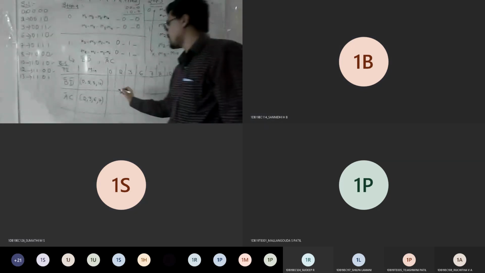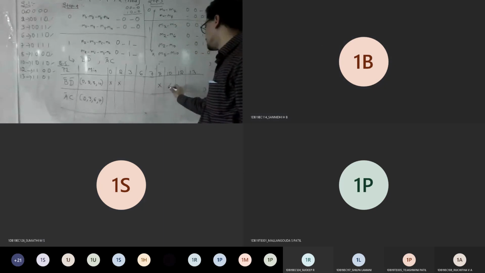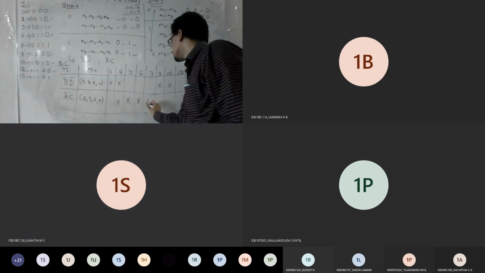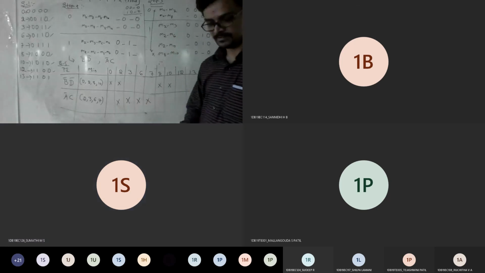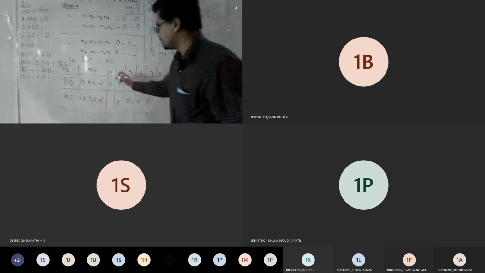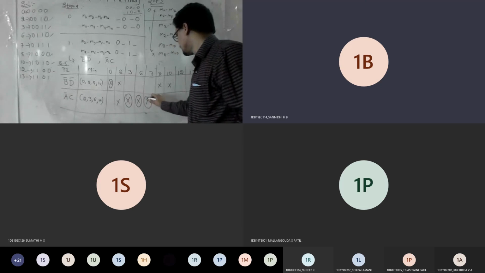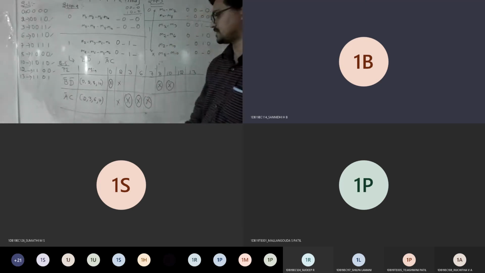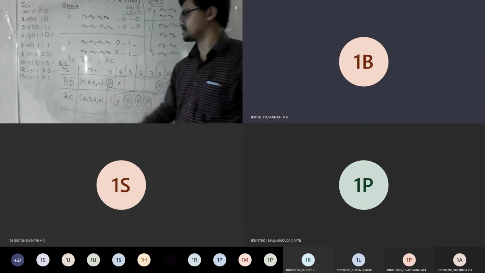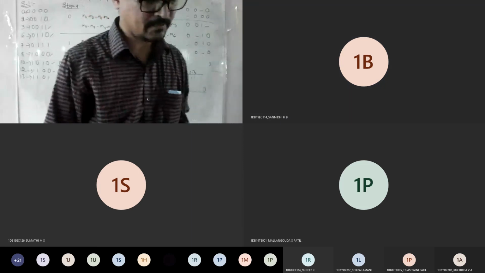Okay, so now where should I put the cross mark? At 0, 2, 8 and 10. What about here? 2, 3, 6, 7. So now check how many columns you have with only a single cross. You have 0, 3, 6, 7, 8, 10, correct? So you have only two possibilities now. One is this equation, one is this equation. So it means there is no essential prime implicant in this problem. Am I clear?